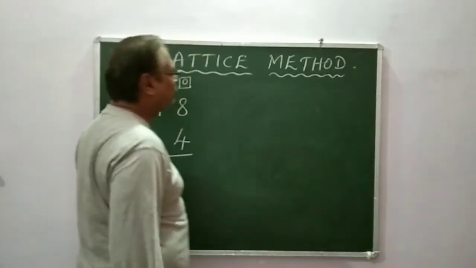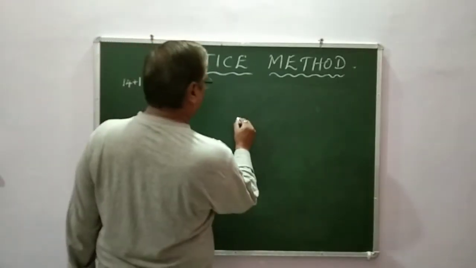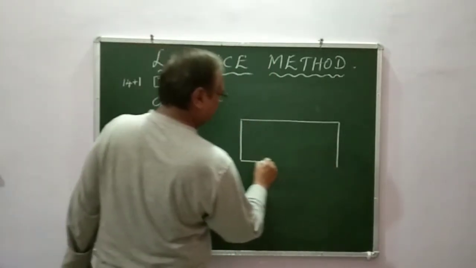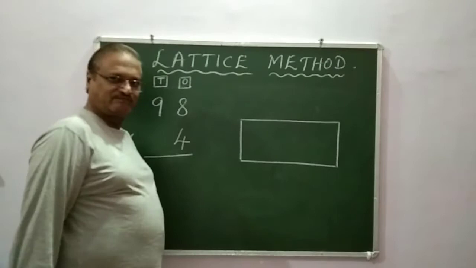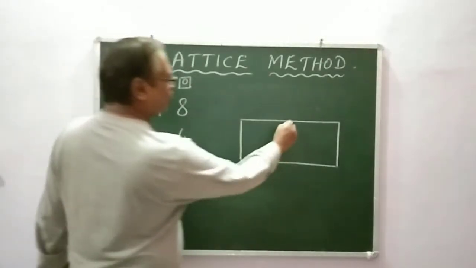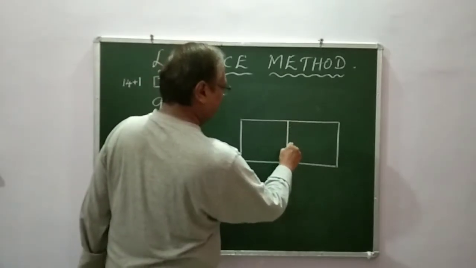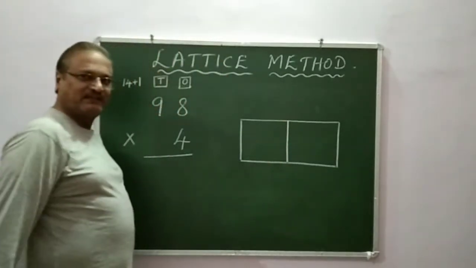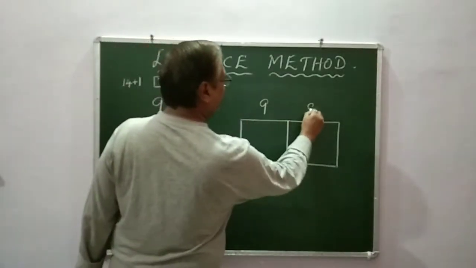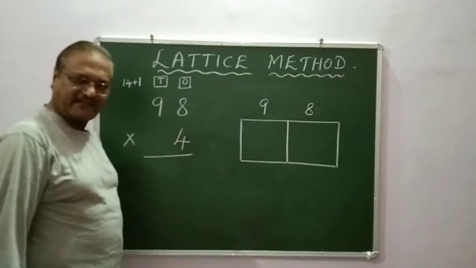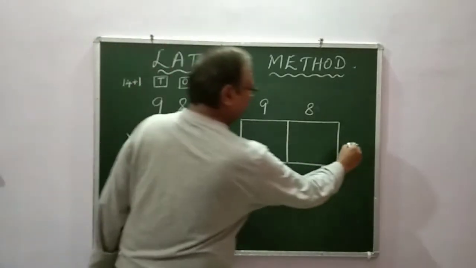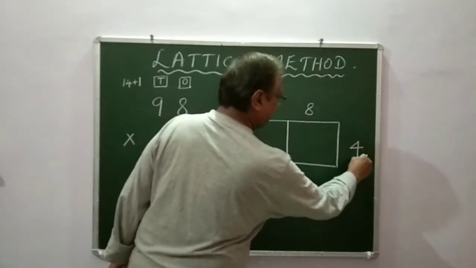First, you have to draw a rectangle. How many digits are there? 2 digits are there. So divide this rectangle into 2 parts. Now write the numbers 9 and 8 here. And we have to multiply that by 4. Write that number 4 on the side.